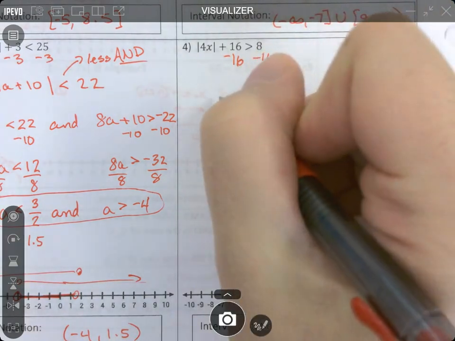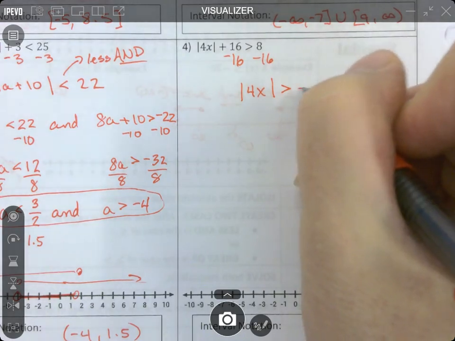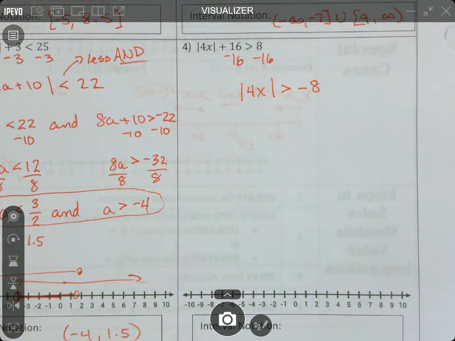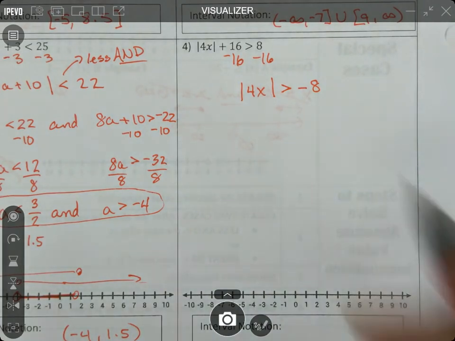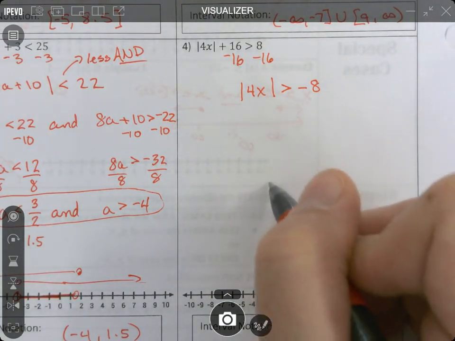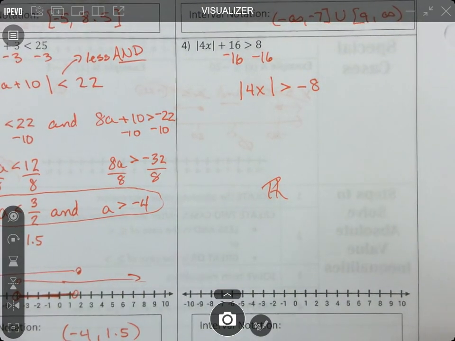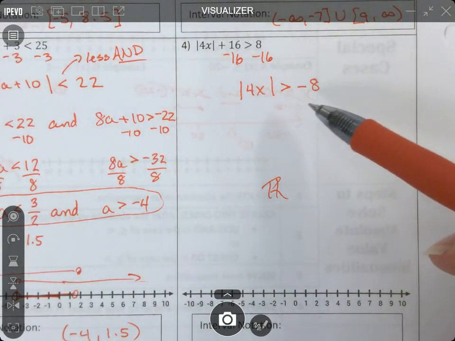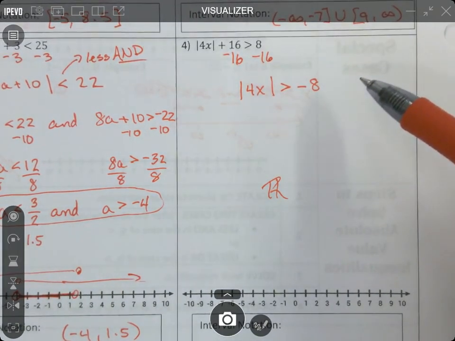Okay. Absolute value of 4x is going to be greater than negative 8. I didn't multiply or divide by a negative, so I'm not flipping, and I just subtracted. Guys, I can tell you right now the answer: all reals. Why? Because the absolute value is always going to be greater than a negative. Okay. If you did the work, that's okay.